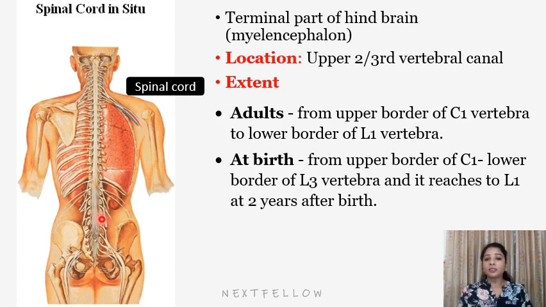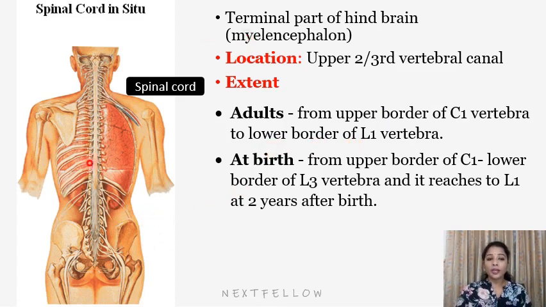And later what happens, at the 6th month of intrauterine life, the vertebral canal, that is the vertebral column, grows faster when compared to the spinal cord. So the spinal cord extends till the level of S2, the second sacral vertebra, during the sixth month of intrauterine life. And at the time of birth, the spinal cord reaches the lower border of L3. And in adults, that is after 2 years, it reaches L1. So in adults, it is present to the lower border of L1.